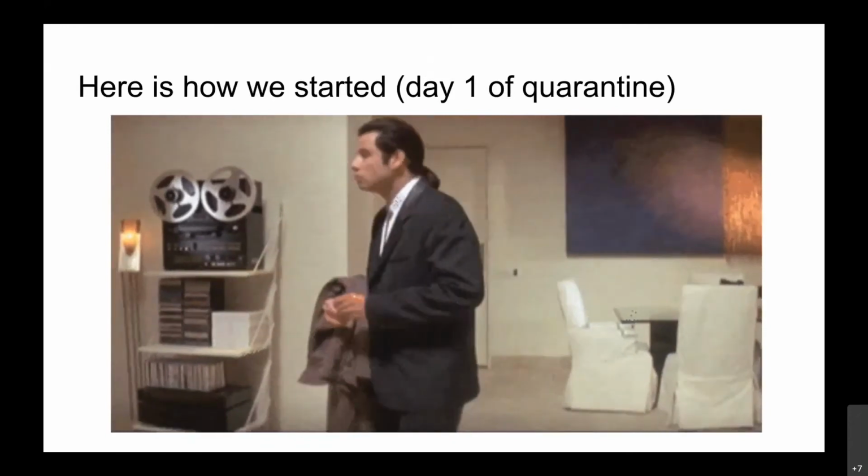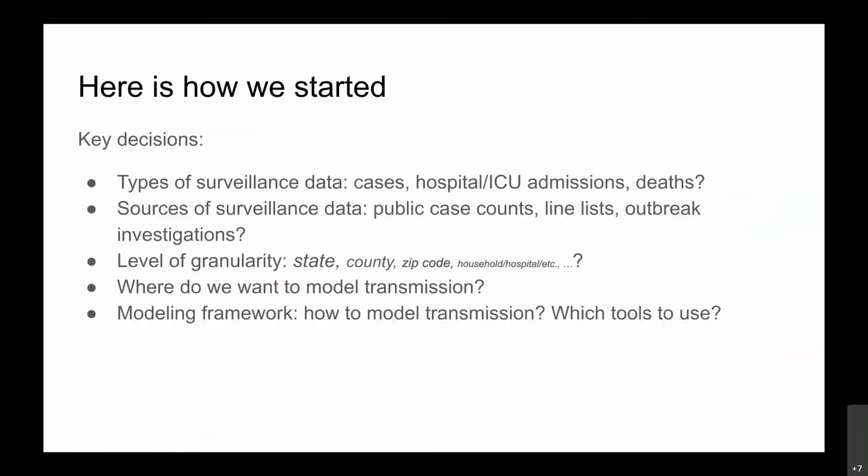And so here's how we started on day one of quarantine, when we realized we didn't have offices to go into. And then when we started working on the project, there were some key decisions that we needed to make. First of all, what type of surveillance data were we going to try to analyze here? So cases, but then in addition to that, were we interested in hospital or ICU admissions or deaths? And then where were we going to get this data from?